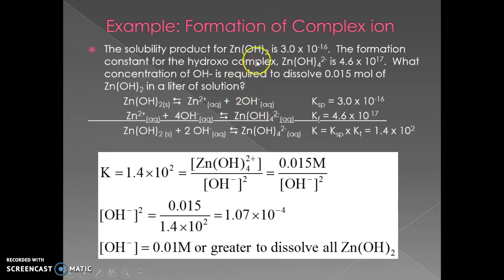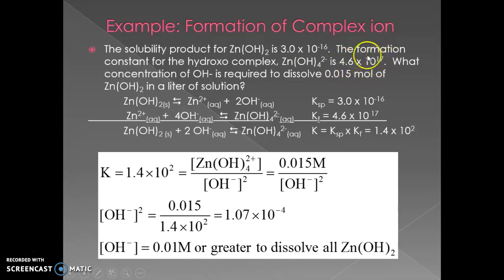You have zinc hydroxide with a solubility product, so KSP, of 3.0 times 10 to the negative 16. You also have a KF for the formation of a hydroxo complex of zinc, Zn(OH)4 2 minus. So here's the complex ion. It's soluble in water. This is a solid, but this is aqueous.